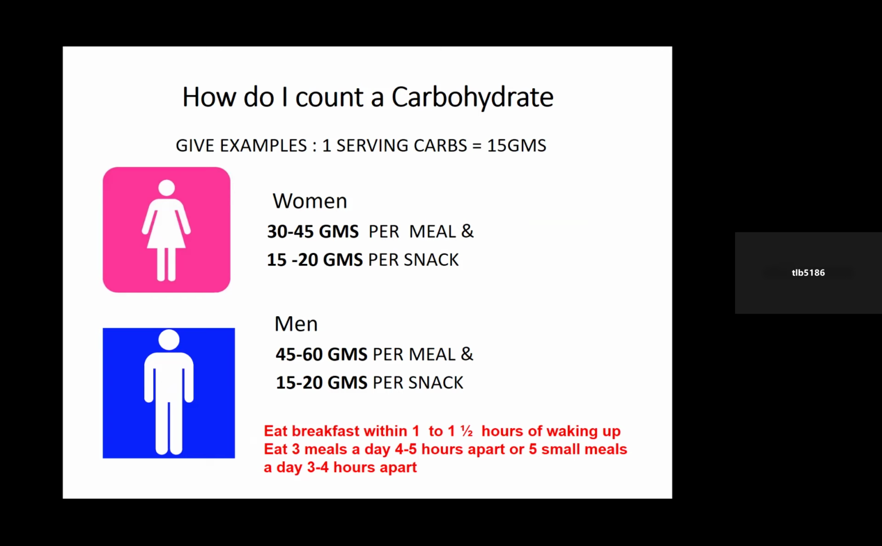Another important fact is, as a diabetic, we should eat our first meal of the day within 1 to 1.5 hours after waking up. That helps to reduce the amount of sugar that is being released by the liver because you've gone without food. A diabetic should eat 3 meals a day, every 4 to 5 hours, or 5 small meals about every 3 or 4 hours apart.